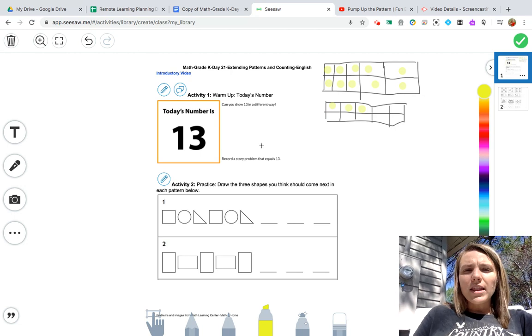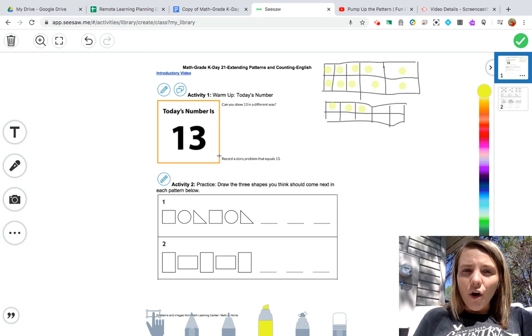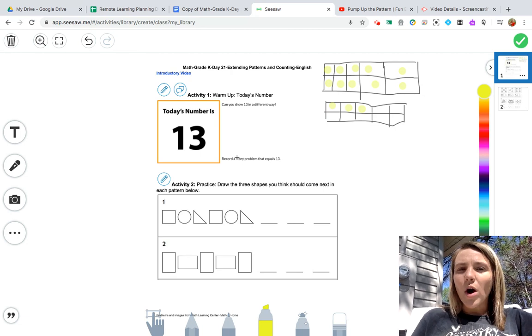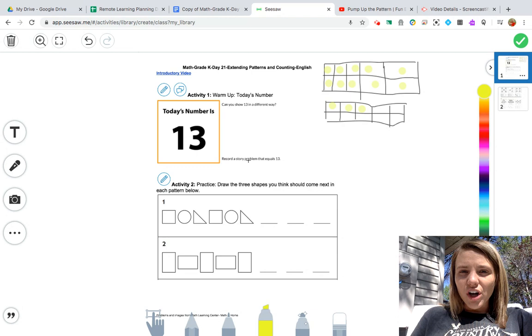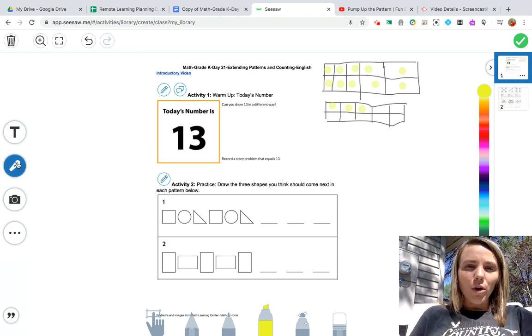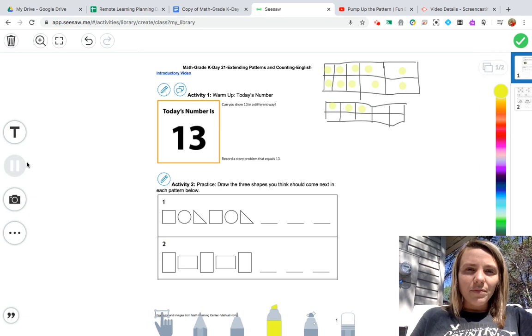Once you're done doing that, you're going to create your own story problem. Your story problem can be about whatever you want it to be, but you need to make sure it equals the number 13. I'm going to click the microphone and record my story problem right now.